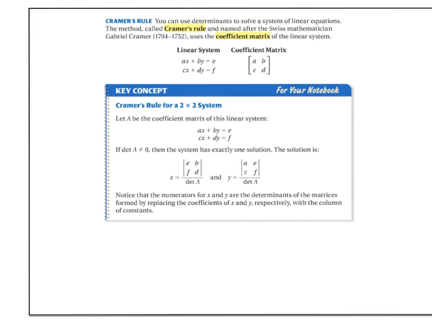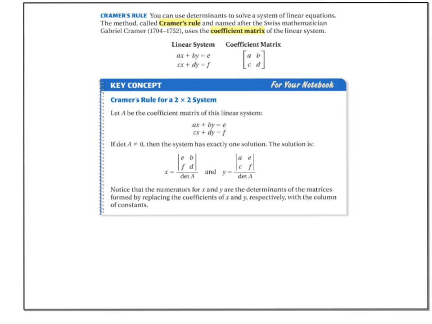Here is Cramer's rule. It looks scary. Don't be scared. I'll explain it to you. Notice this says x equals, and this one says y equals. And once we follow the steps in the rule, out pop your x and y values, and it's quite straightforward. So here, let's dig it apart.